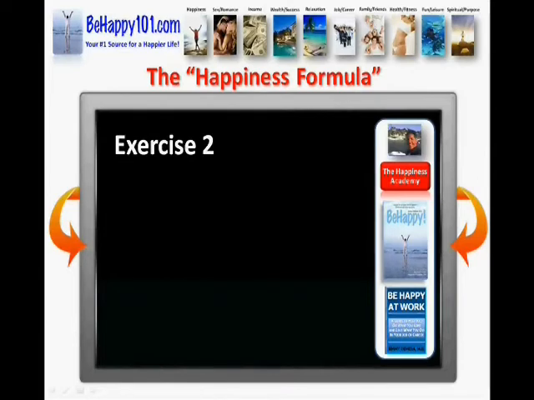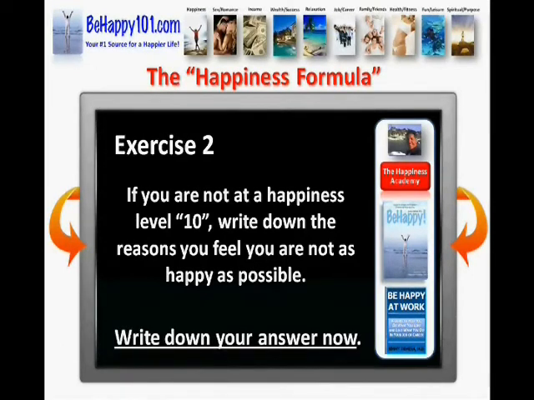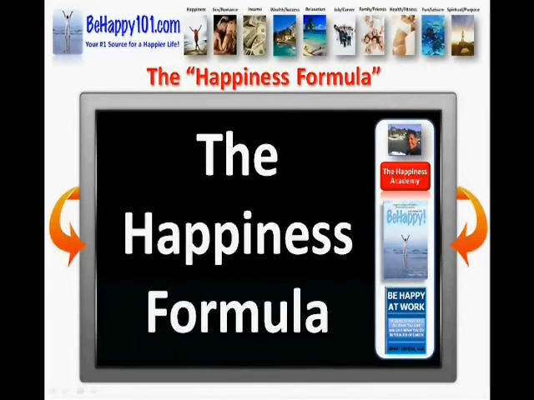Because now let's do Exercise 2. Using that 0 to 10 score that you did in Exercise 1, if you're not at a happiness level 10, write down the reasons you feel you're not as happy as possible. I'm just going to give you a few seconds to jot down a word or a phrase or a few phrases here. Just write down your answer now on why you feel you're not at a happiness level 10. If you're not, write them down now. Okay, great. Finish up, because right now I want to get into the happiness formula.